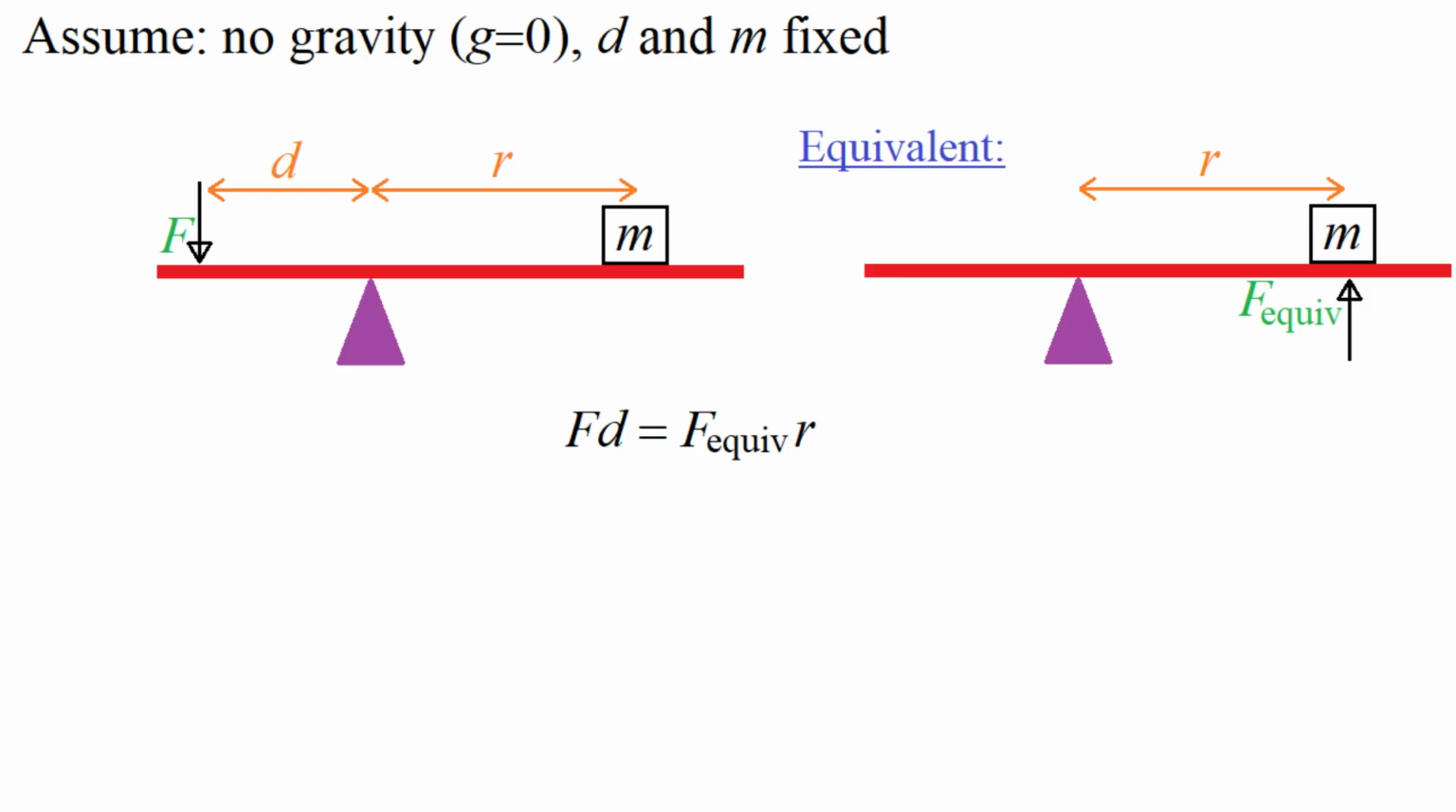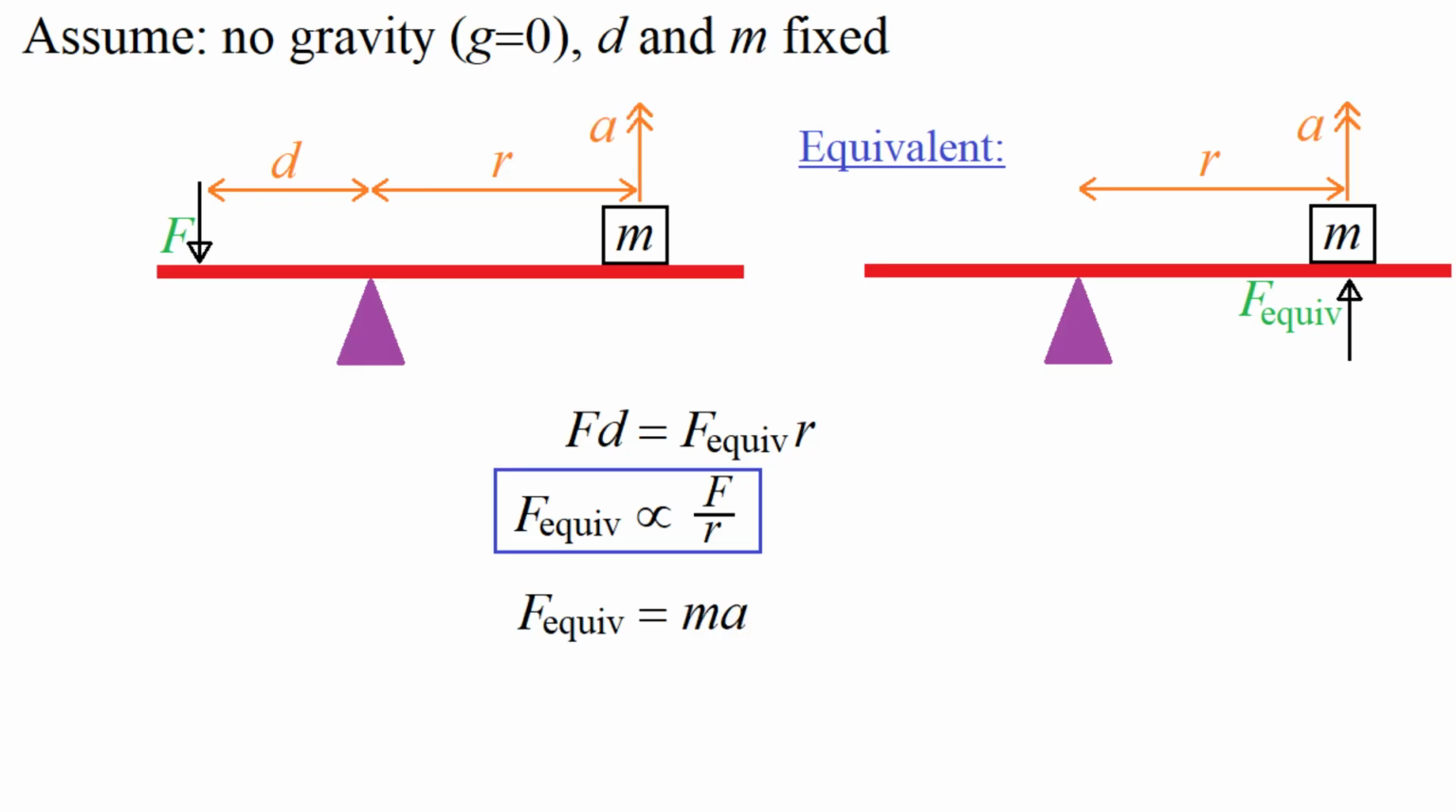Now, I've said that d is fixed, and so this means that we can say from our equation that the equivalent force is proportional to the actual applied force divided by r. And so now, looking at the equivalent scenario, and again remembering that the beam itself has no mass and there's no gravity, it seems intuitively reasonable that, on the basis of Newton's second law, the equivalent force will be equal to the mass m times the upward acceleration a of the object, or equivalently of the point on the beam where the object lies. And again, I'm just interested in this acceleration at the initial moment from when the force is applied.